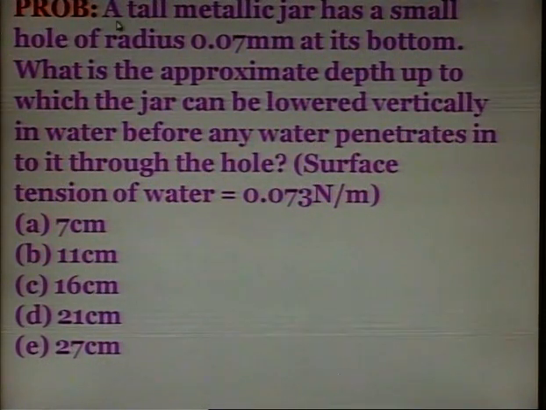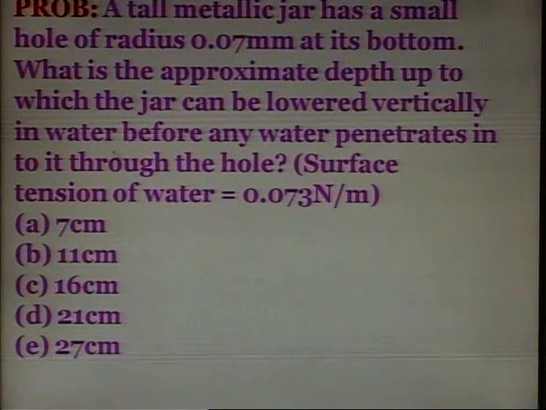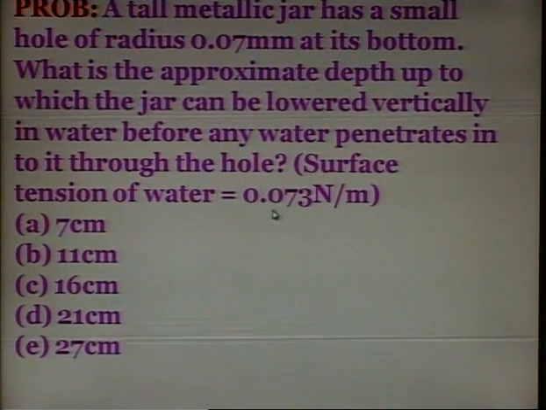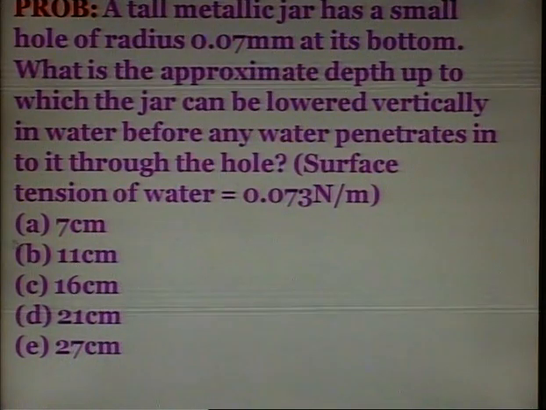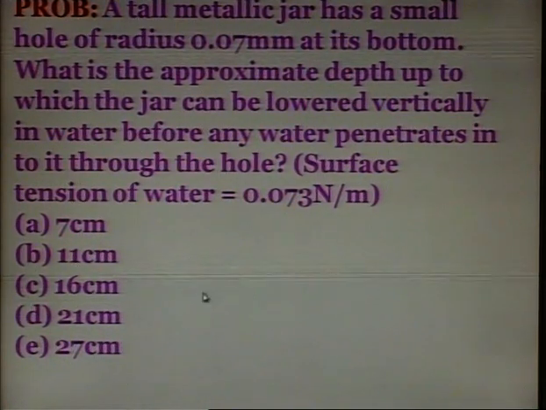Another problem. A tall metallic jar has a small hole of radius 0.07 mm at its bottom. What is the approximate depth up to which the jar can be lowered vertically in water before any water penetrates into it through the hole? Surface tension of water is 0.073 Newton upon meter. Options: A 7 cm, B 11, C 16, D 21 and E 27.